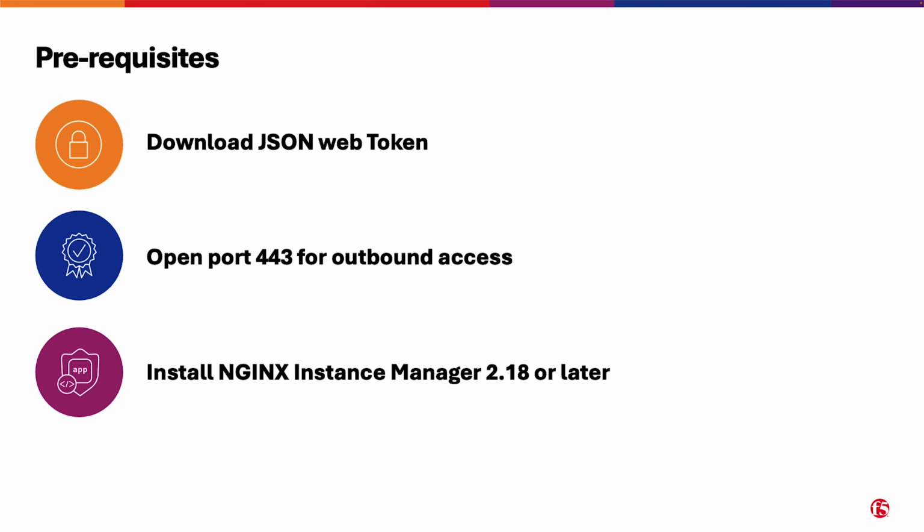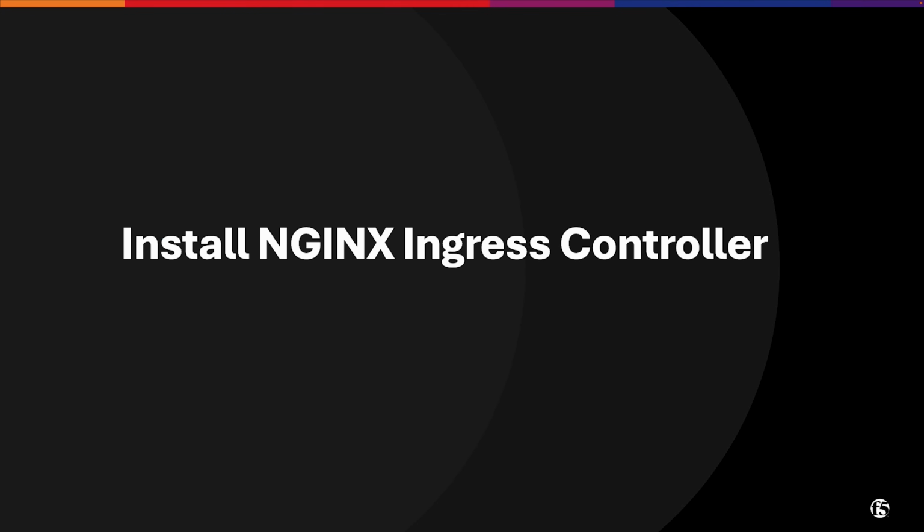To successfully set up the NGINX Ingress controller for usage reporting to F5, it is important to enable outbound HTTPS traffic on TCP port 443. Additionally, ensure you have NGINX Instance Manager version 2.18 or later installed in your environment.